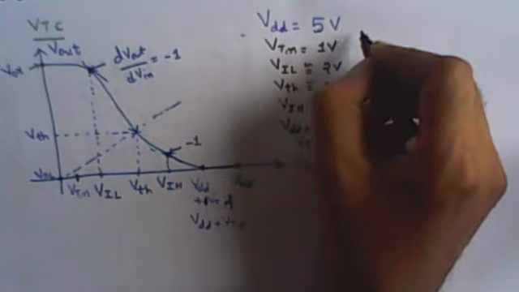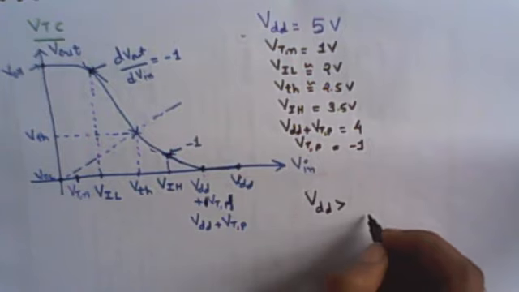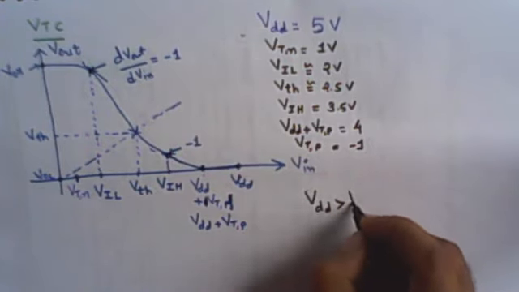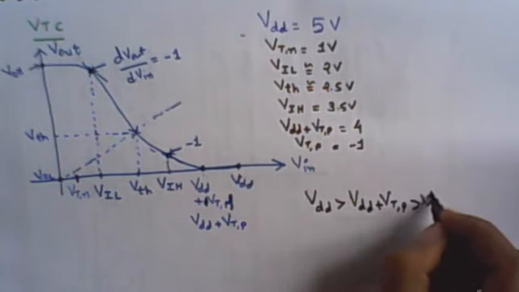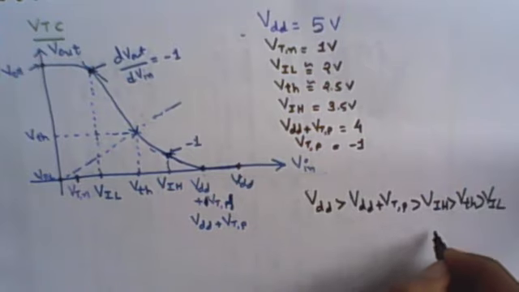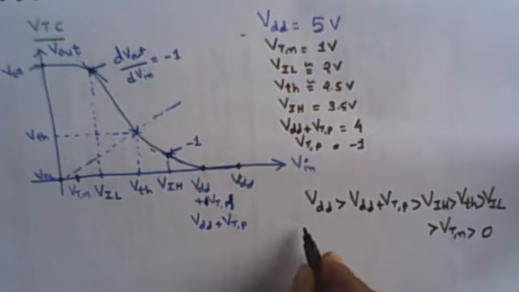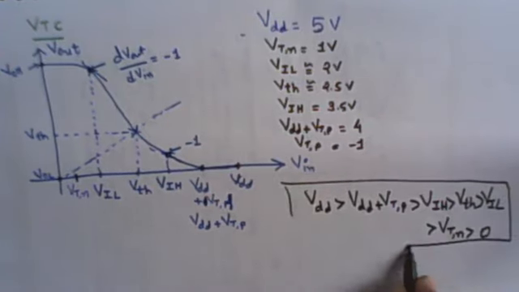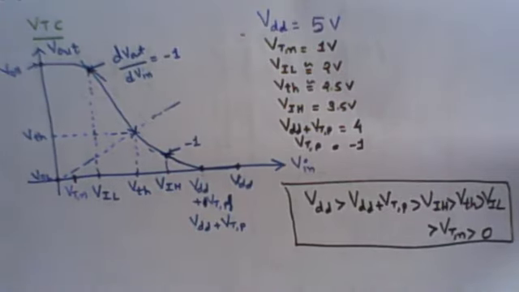So from this we can see VDD is the greatest value. Then we have VDD plus VTP, then VIH, then VTH, then VIL, then VTN. So this is the relationship of the different critical voltages of any VTC, right? So from this, let's find the operating region at different input voltages.